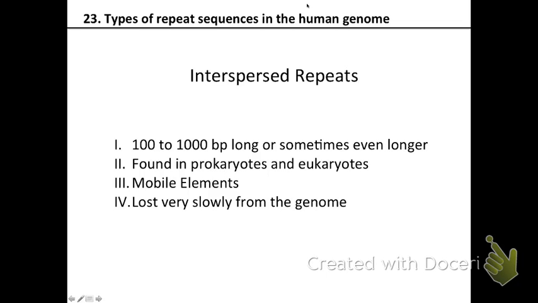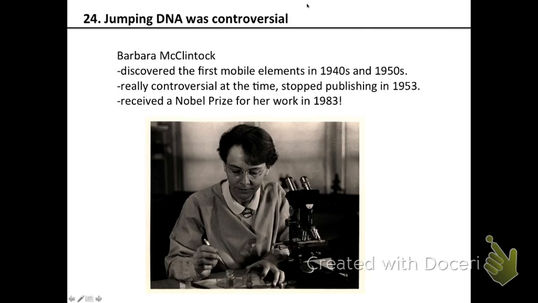They're called mobile elements because they jump from one site in the genome to another. They're lost very slowly from the genome because they're very good at replicating themselves. They're very good at jumping when there is trouble. Okay, so they were first discovered by Barbara McClintock.